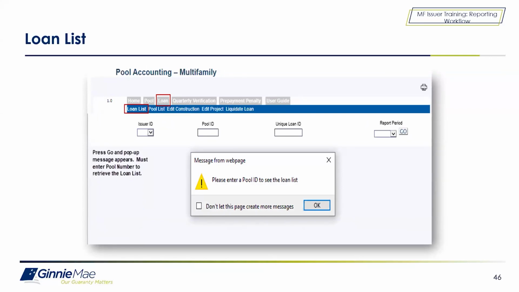Within the loan record, you can view the loan list. To see the loan list, you will select Loan List, and enter the pool ID. You will need to enter the pool ID to retrieve your loan numbers. You may then select the unique loan ID to view the individual loan record. This is helpful if you do not know your unique loan ID that was assigned at origination. So again, by selecting the Loan tab, you will click on the loan list and enter the pool ID to see all of the loans associated with that pool.